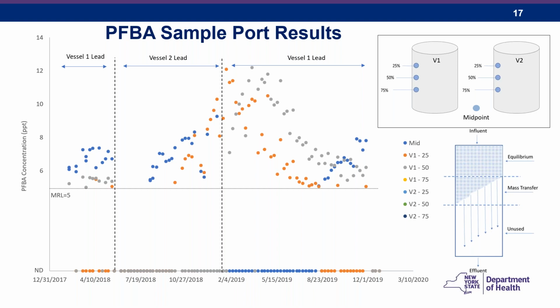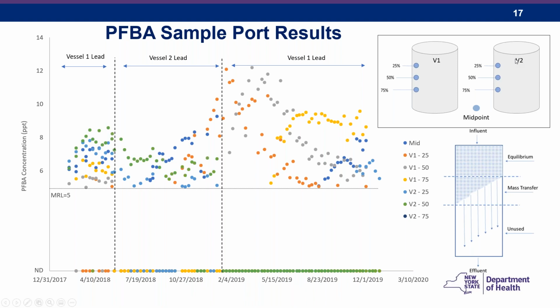So V1 at 50, we saw low levels of PFBA, and then at 75 as well. What's different here is that we were also seeing it not only at the midpoint, but it was also being found at the top 25% of V2, as well as the top 50% of V2. That's what we observed before the first change out in May of 2018.